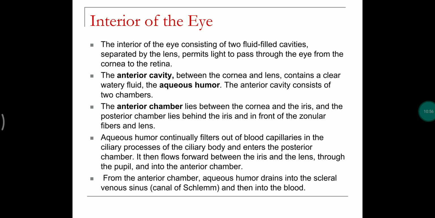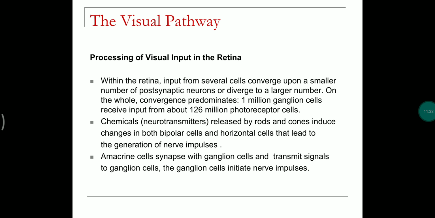In the interior of the eye, the lens separates the cavity into two regions, anterior and posterior. The anterior cavity, which is in front of the lens, contains the aqueous humor. The anterior chamber lies between the cornea and the iris, and the posterior chamber lies behind the iris and in front of the zonular fibers of the lens. Aqueous humor is filtered out of the blood capillaries and forms the fluid inside the eyeball.